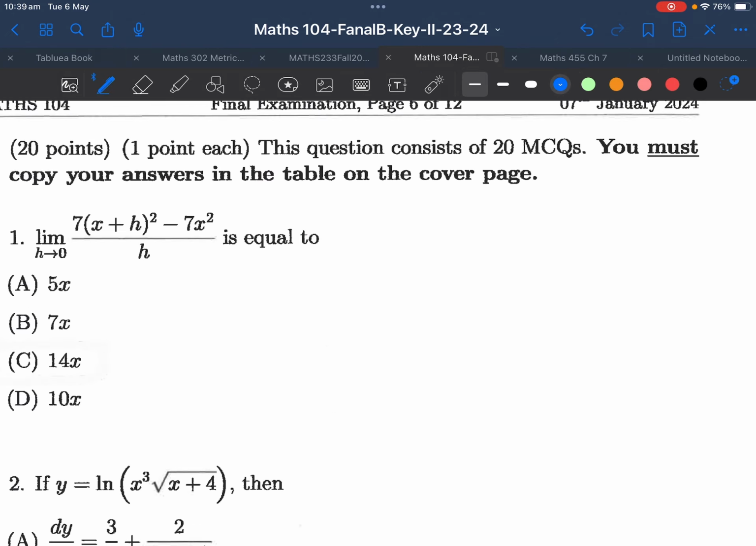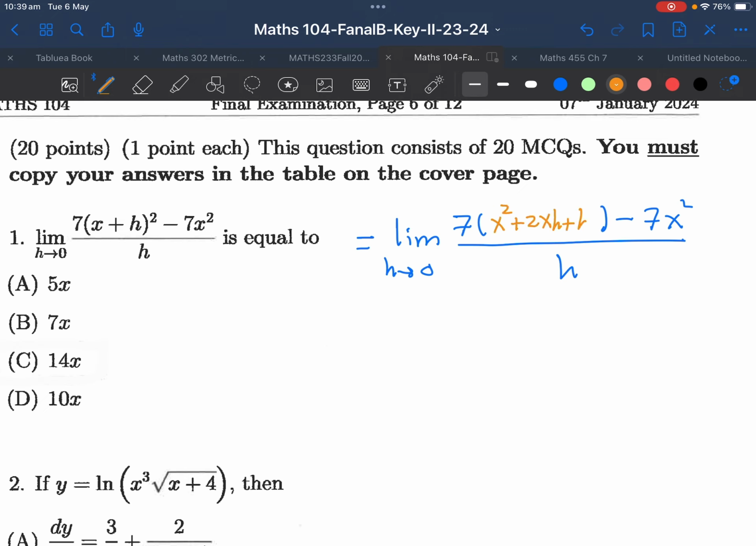So the first step in solving this question is this limit will equal the limit as h goes to 0 of 7, we expand this square, minus 7x squared, divided by h. How do we expand this square? We just write x squared plus 2xh plus h squared, and that's equal to the limit as h goes to 0, which take the 7 inside.